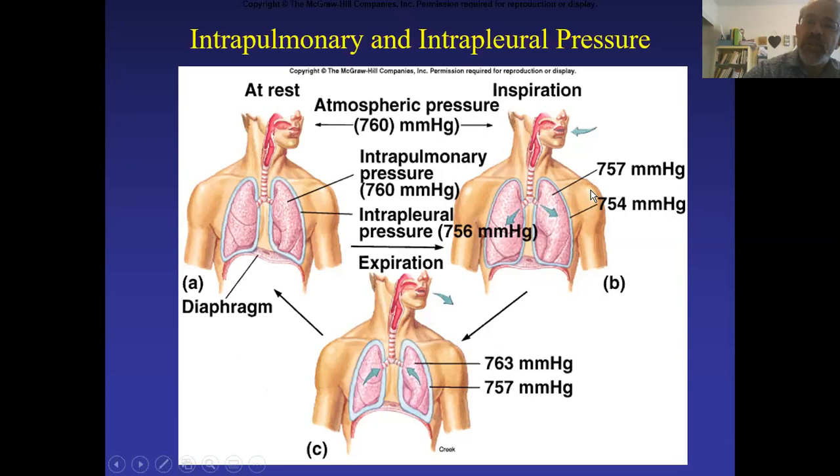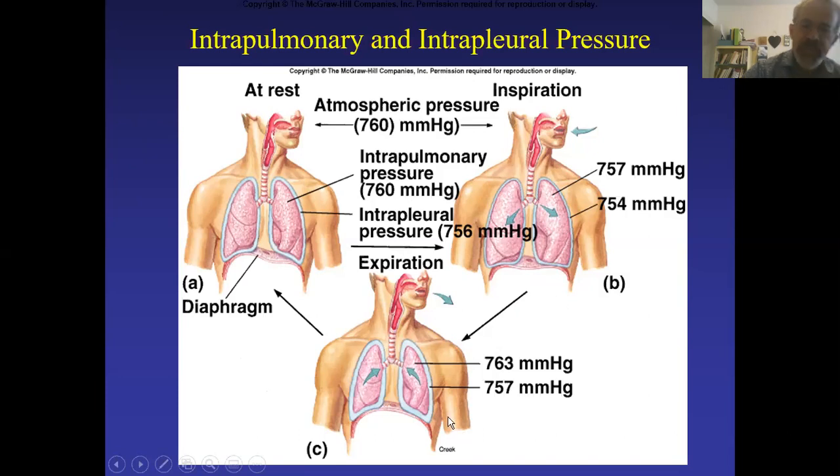During inspiration, atmospheric pressure doesn't change. We have no control over it. Well, it does change, obviously, with weather conditions, but very minutely, so it basically stays around 760. During inspiration, look what happens to the intrapulmonary pressure. It went from 760 to 757. That doesn't seem like much, but it's enough to draw air in: high pressure to low pressure.